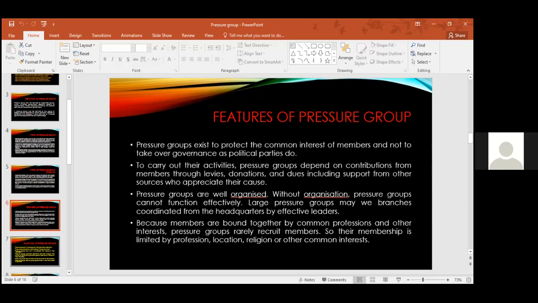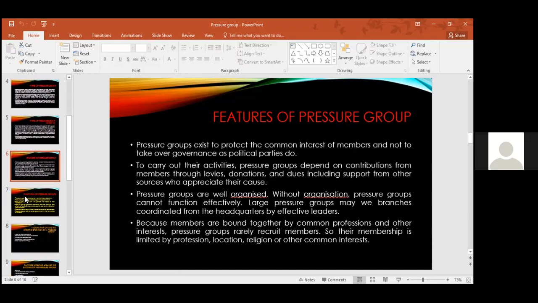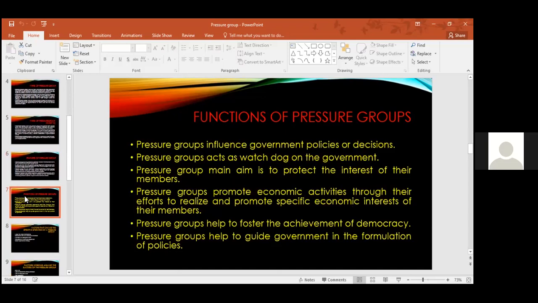I hope we understand. I'm moving to the next part now. So we have the functions of pressure groups. Number one function of the pressure group is to influence government policies or decisions. Normally, government makes a lot of decisions, but the pressure group is there to ensure that these decisions favor them.